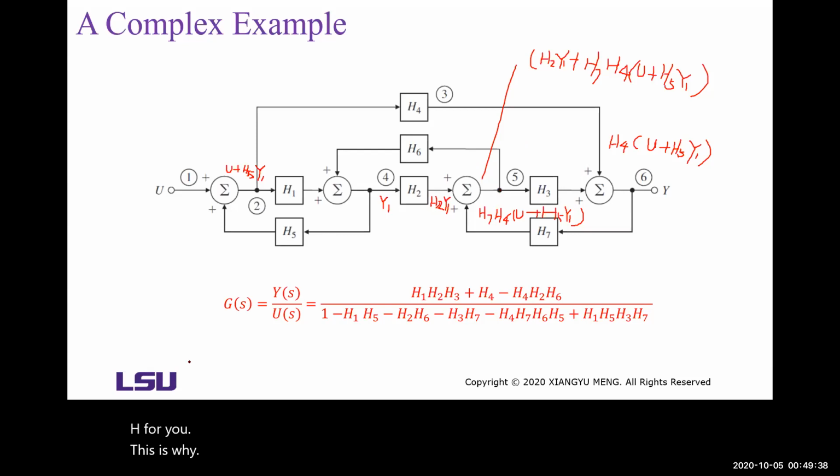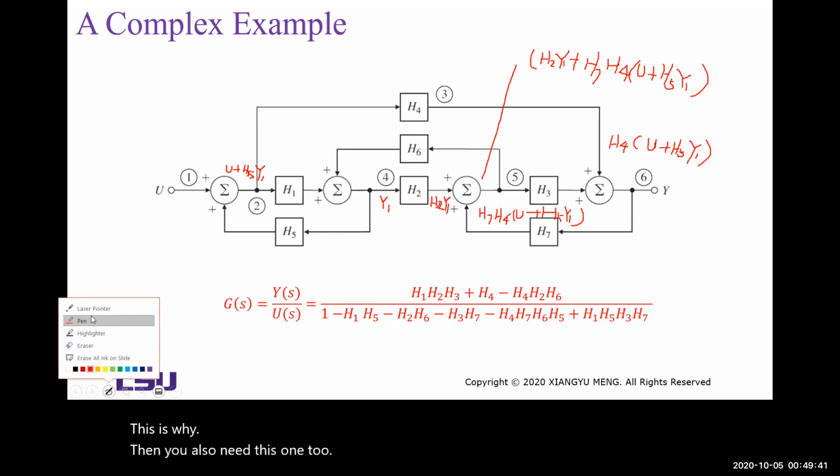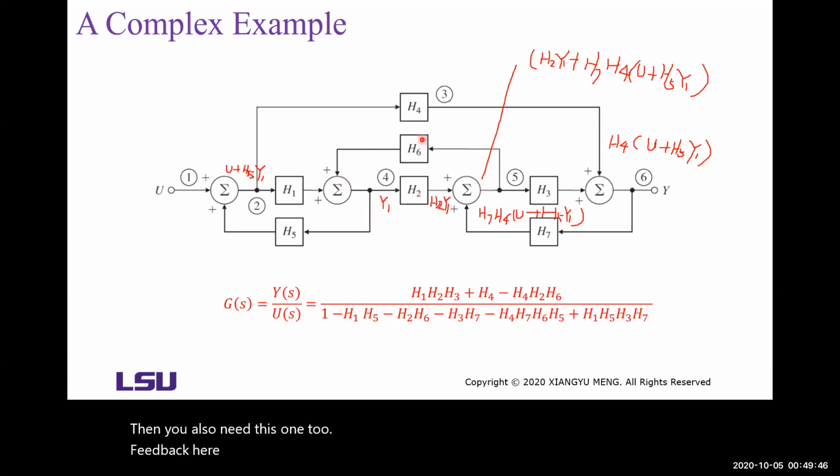Then you also need this one to feed back here. You know y1 is the sum of the output of h4 and the output of h1. Then using the algebraic relationship, by eliminating y1, you can get the transfer function from U to Y.